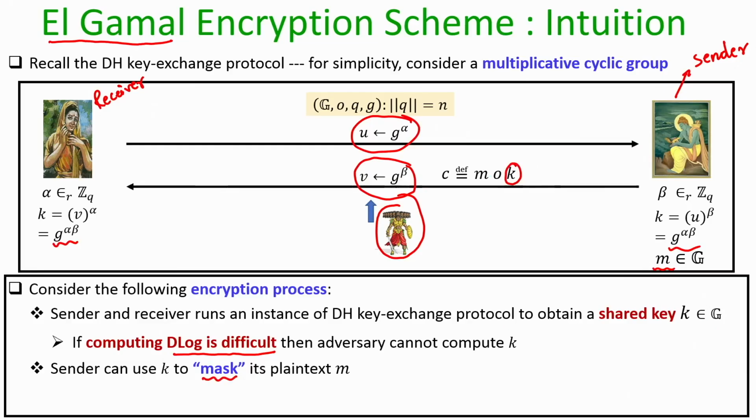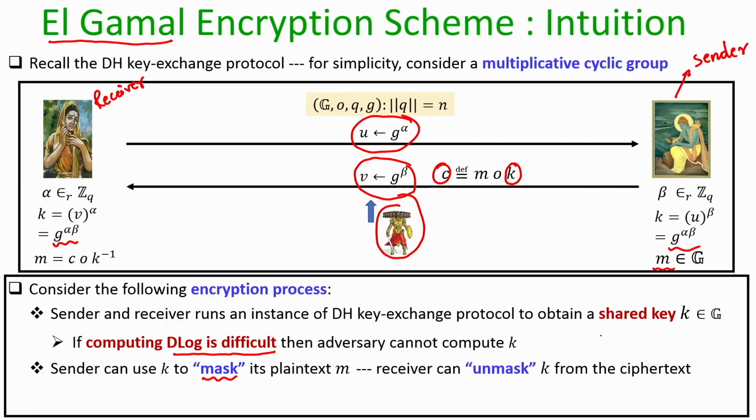And by masking the message, I mean here that we perform the group operation between the plain text, which is a member of the group, and the key k as well, where the key k is an element of the group as well. Okay. So, that will give another group element, denote it as C. So, C will be the encryption of the message.